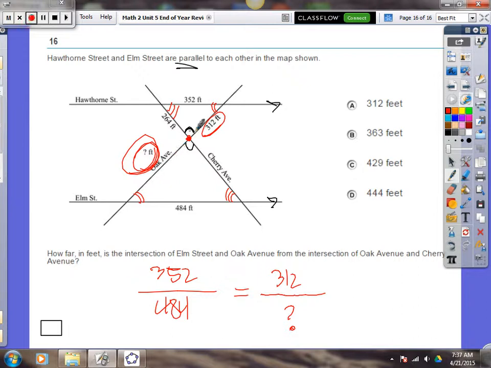So you have to look at your congruence marks. Oak Avenue is between the one with 2 congruence marks and 1 congruence mark. So you've got to look at the street that's between 2 congruence marks and 1 congruence mark. So it's got to be 312. So now multiply these two and divide by 352.